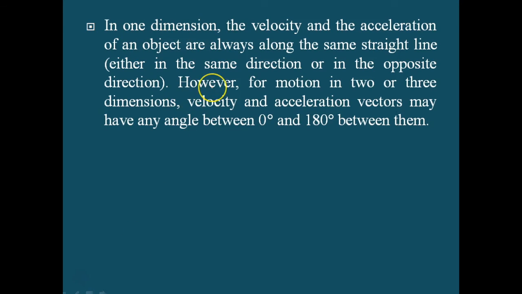So, in one dimension, the velocity and acceleration of an object are always along the same straight line, either in the same direction or in the opposite direction. However, for motion in two or three dimensions, velocity and acceleration vectors may have any angle between 0 degree and 180 degree between them.